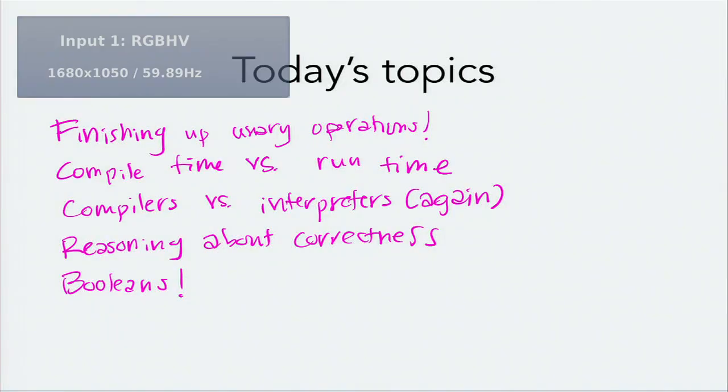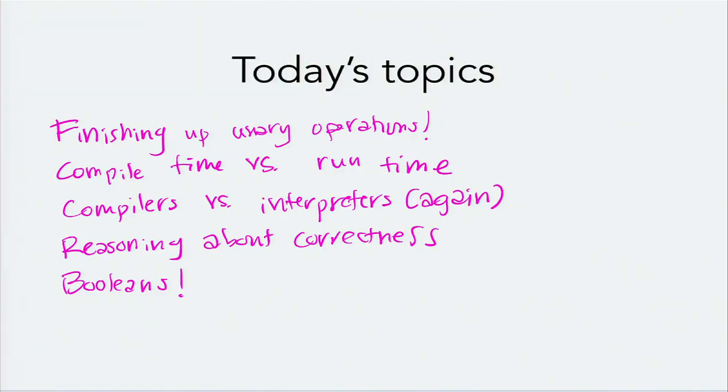I'm sorry, we couldn't see today's topics up here. Okay, so these are today's topics. First things first, we're gonna finish up those unary operations. We're gonna talk about compile time versus runtime. We're gonna talk again about compilers versus interpreters. We're gonna talk about how we persuade ourselves that our compiler is correct. And then we're going to talk a bit about Booleans. I think we'll probably add them into the interpreter today if all goes well. Probably not into the compiler.